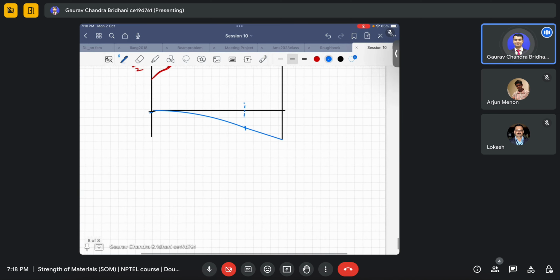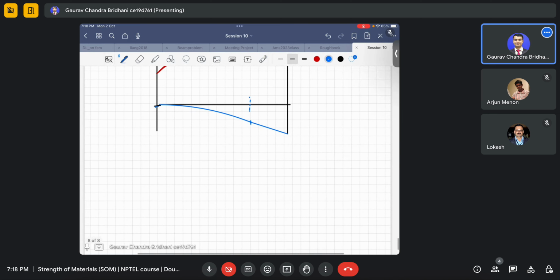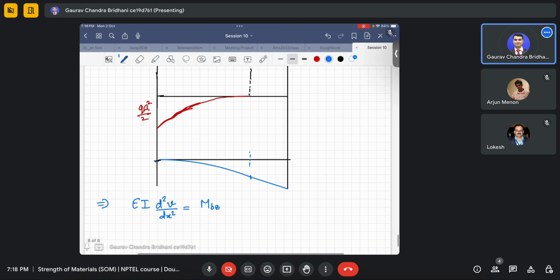Okay, so what we do, we say EI d square v by dx square is equal to M_bz, okay. That is one moment, okay.